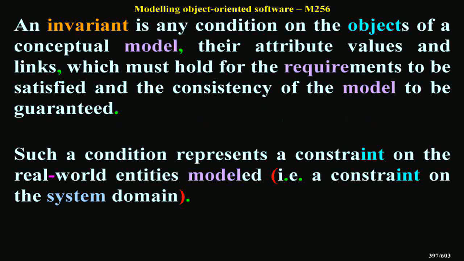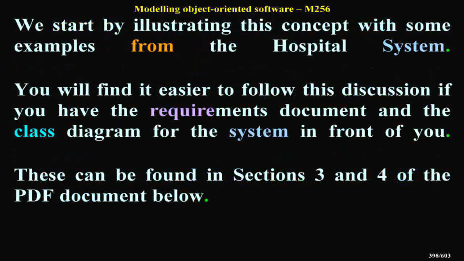An invariant is any condition on the objects of a conceptual model, their attribute values and links, which must hold for the requirements to be satisfied and the consistency of the model to be guaranteed. Such a condition represents a constraint on the real-world entities modeled, i.e., a constraint on the system domain. We start by illustrating this concept with some examples from the hospital system. You will find it easier to follow this discussion if you have the requirements document and the class diagram for the system in front of you. These can be found in sections 3 and 4 of the PDF document below.